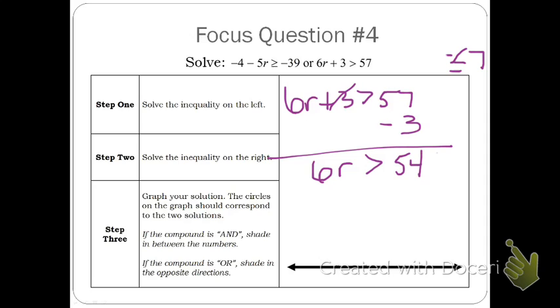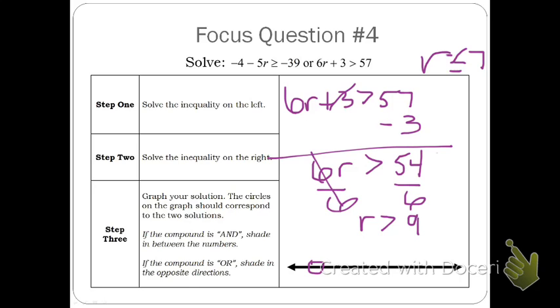It stays positive because 57 is bigger than 3. And then you would divide by 6. R's cancel out, so r is greater than 54 divided by 6 is 9. So now we have our two endpoints. R is less than or equal to 7, and r is greater than 9.